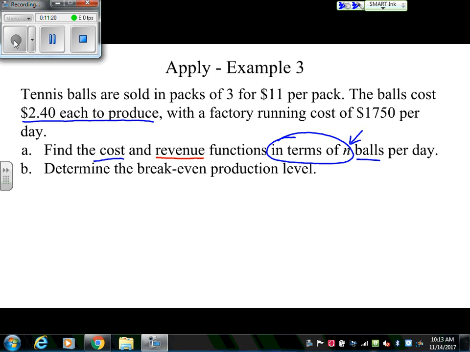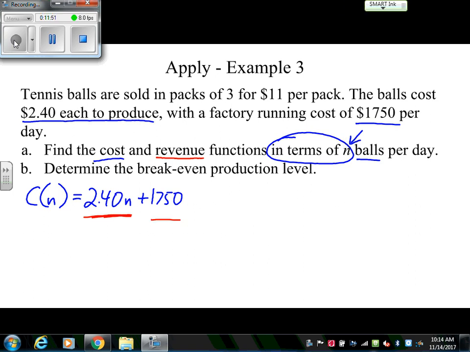So if I were to do a cost function like C of N, the cost of a certain number of balls, that would be equal to $2.40 for every single tennis ball that's being produced. So 2.40 times N. Plus, there's this flat rate or initial cost of $1,750. And again, you can see that even if I plugged in a 0 for N, where the 2.40N canceled out, I would still be left with this cost of $1,750.